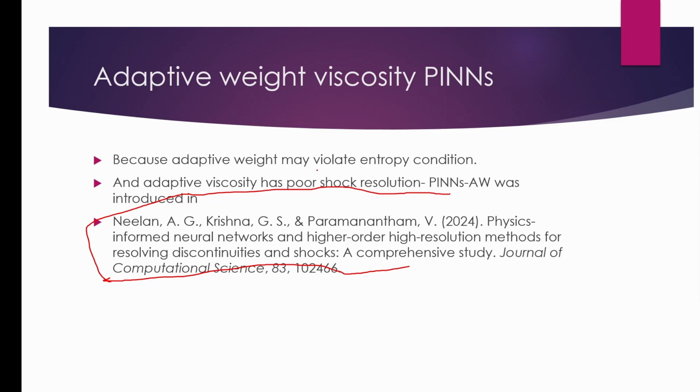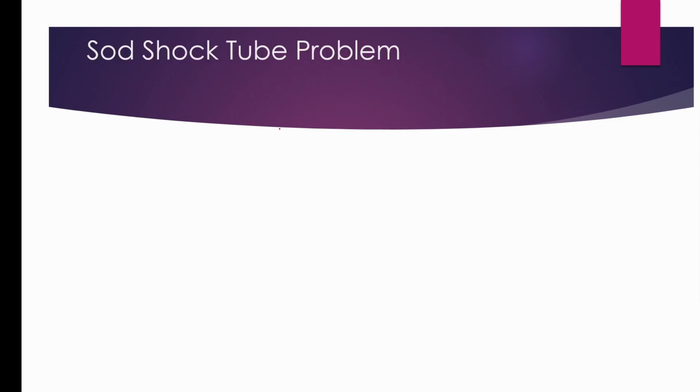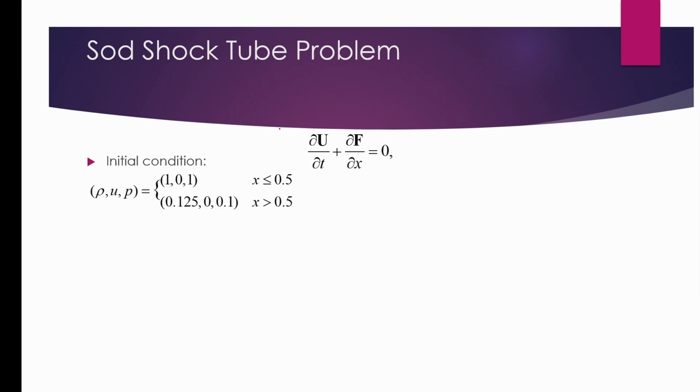So here we are adapting both viscosity and weight to achieve a better solution. In this problem, we will be using the adaptive weight viscosity solver. This is a shock tube problem. We already saw that it is based on the Euler equation. The initial condition that we have used is this one. This is the famous experimental setup.